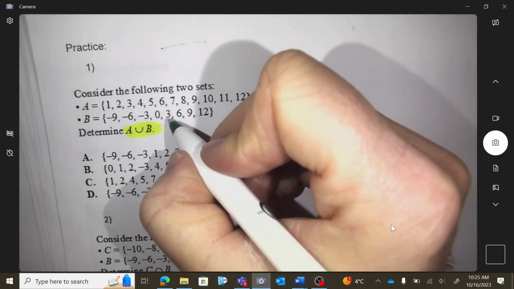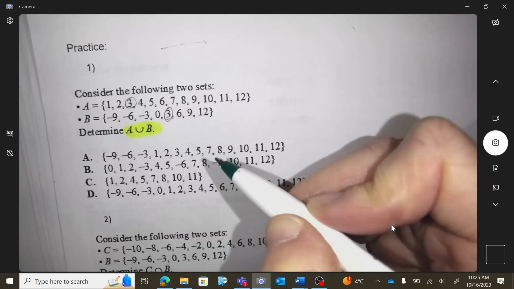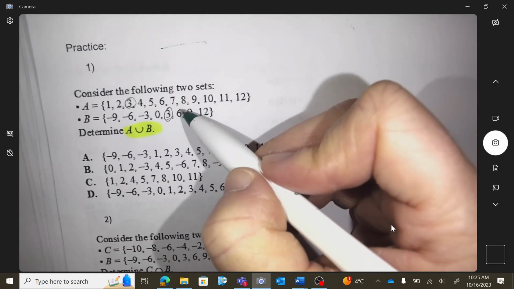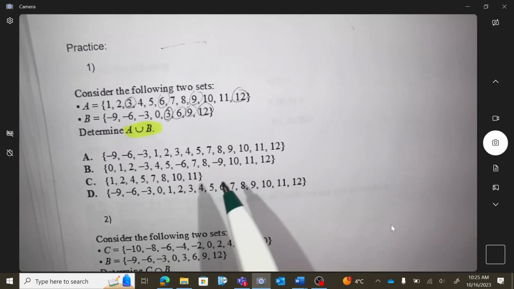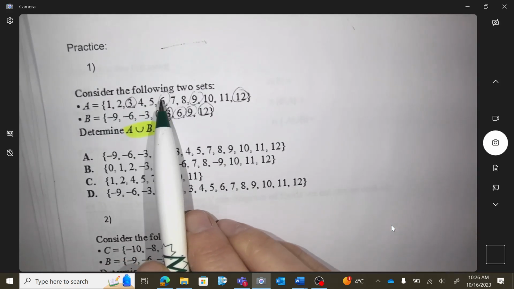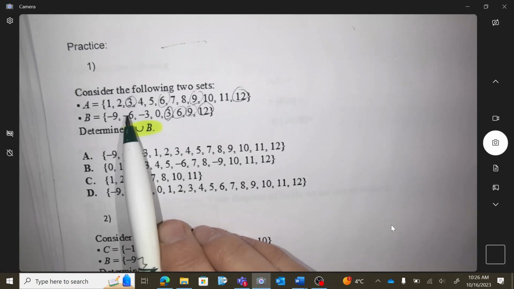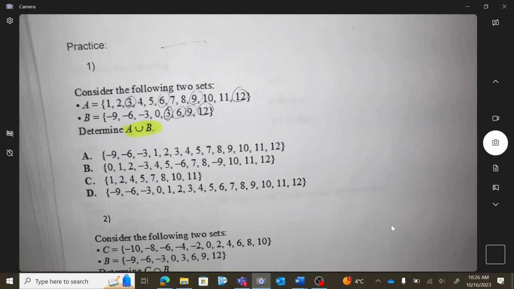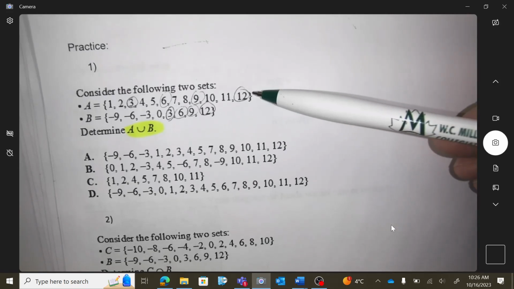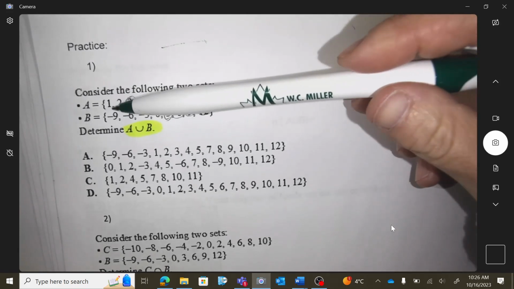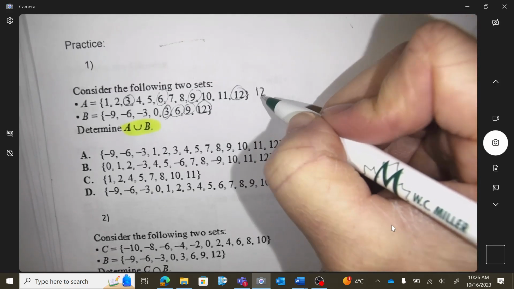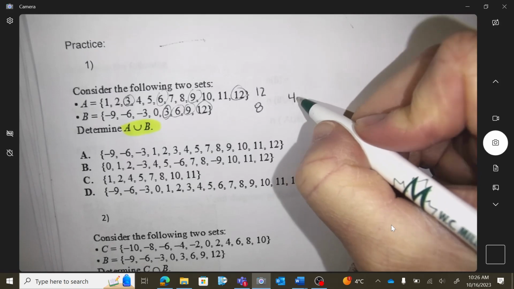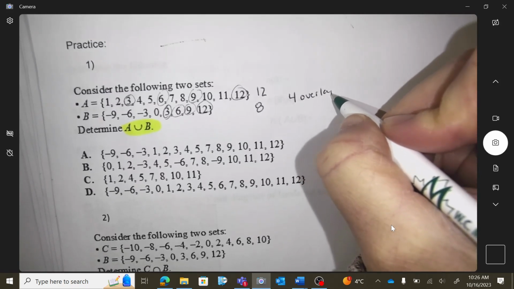How many things overlap, by the way? There's a 3, 6, 9, and a 12. So 1, 2, 3, 4, 5, 6, 7, 8, 9, 10, 11, 12, 13, 14, 15, 16. There should be 16 items, right? Because there was 12 in this one, and there was 8 in this one, but there was 4 overlap.